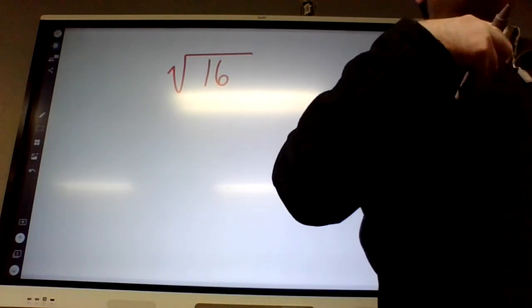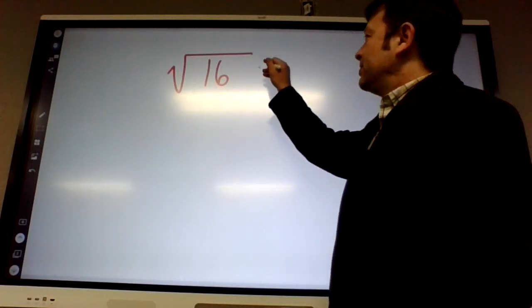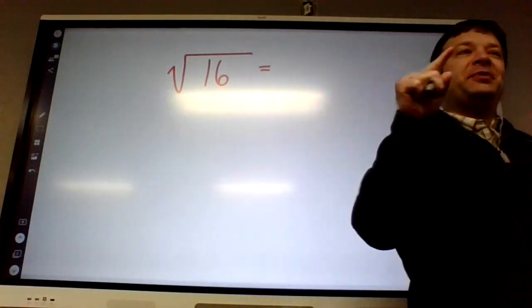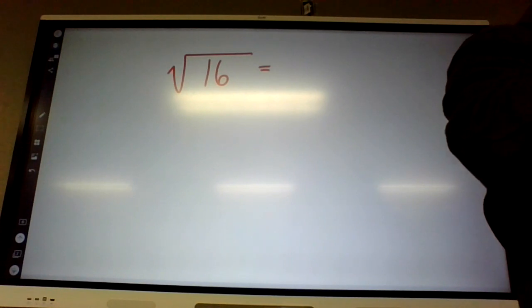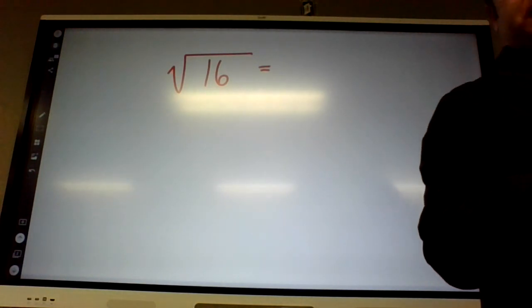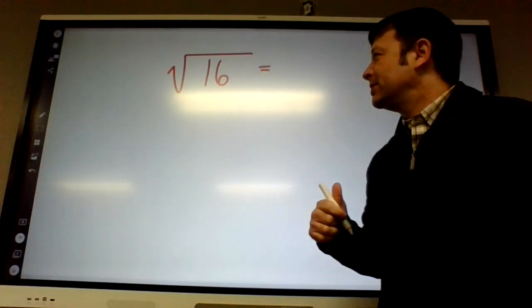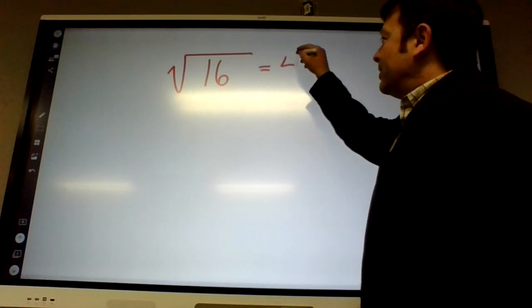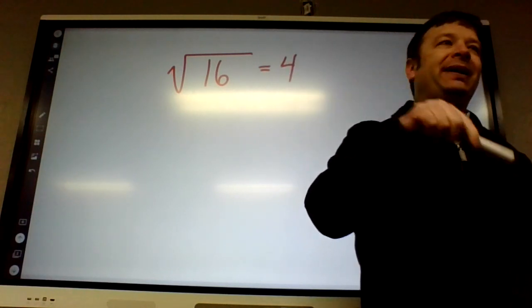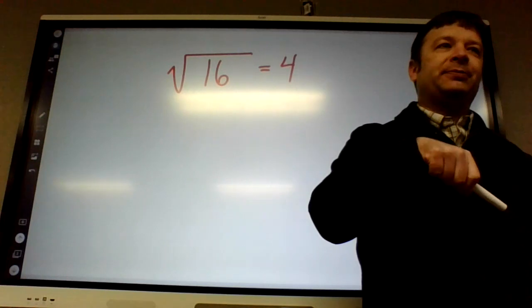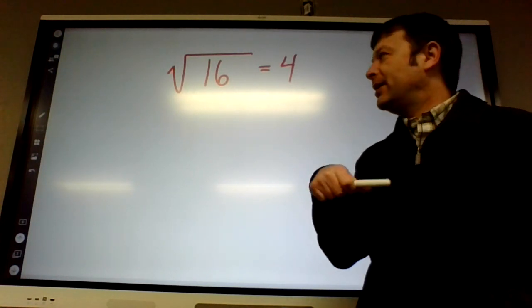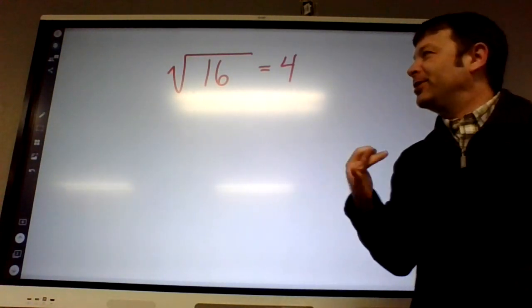What does the square root mean? Okay, it means what times itself equals 16. Or in other words, what squared equals 16? So the answer is 4. A lot of people put 8 on this one. Why is 8 wrong? Because 8 times 8 is 64, not 16. Right. Square root of 64 is 8.